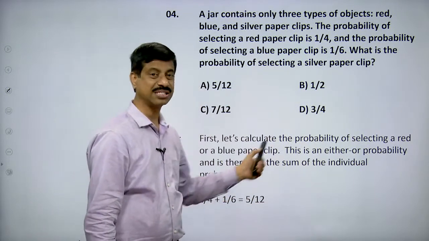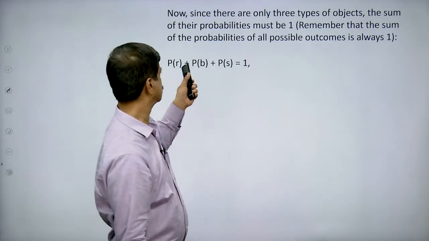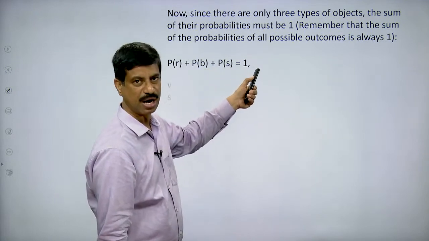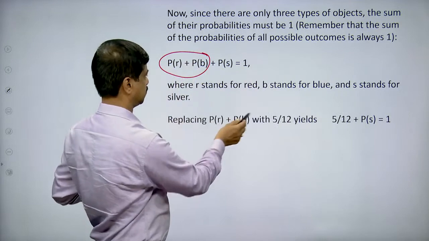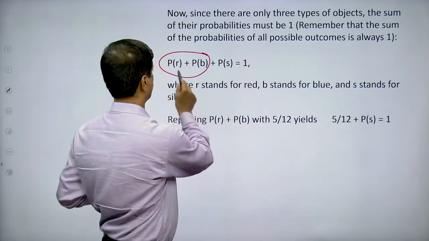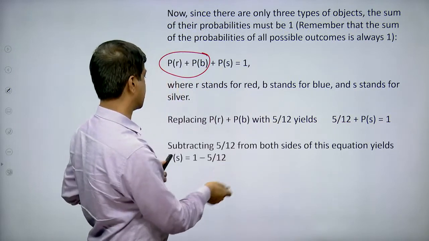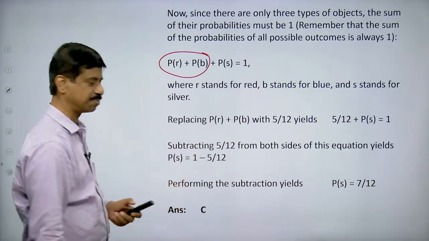So these 2 plus the third event should be equal to 1. So probability of red plus probability of blue plus probability of silver color is 1. So the sum of these 2 we got as 5 by 12. Therefore 5 by 12 plus P of S is 1. So P of S is 1 minus 5 by 12, that is 7 by 12. Right, children? This is option C.